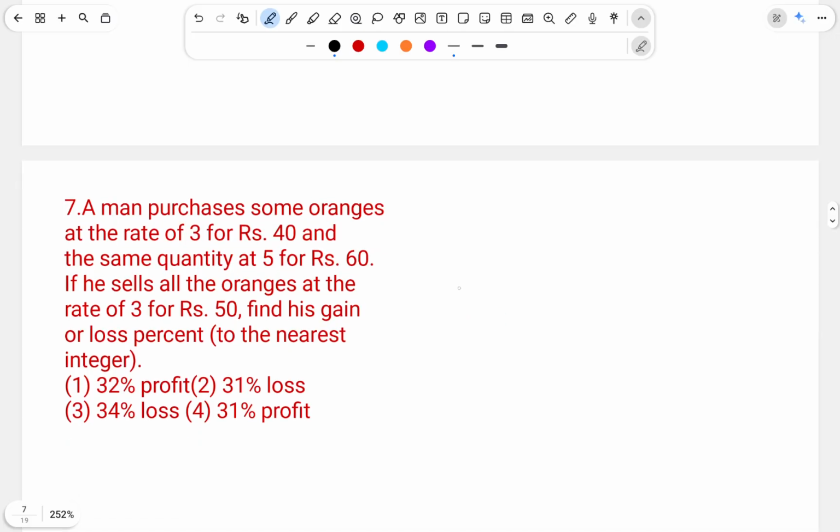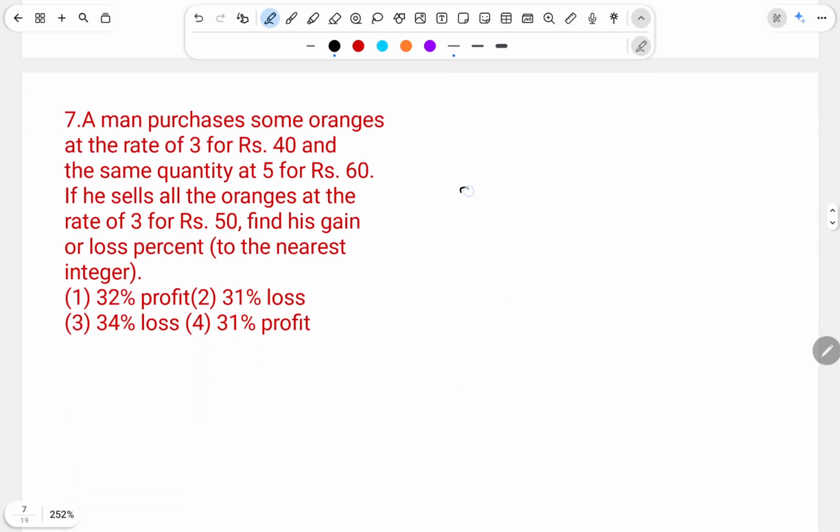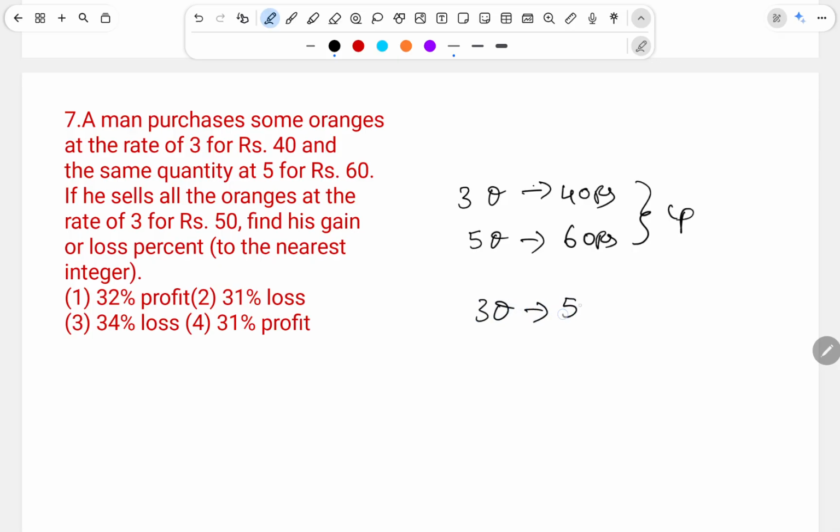A man purchases some oranges at 3 oranges for 40 rupees, and the same quantity at 5 oranges for 60 rupees. This is CP. If he sells all the oranges at the rate of 3 oranges for 50 rupees, this is SP. Take the LCM of all these three. It is 15.